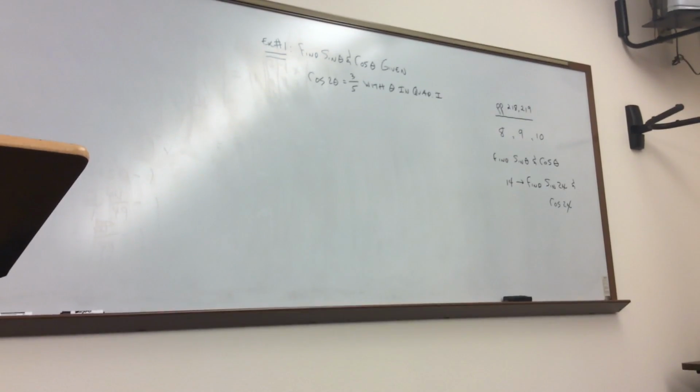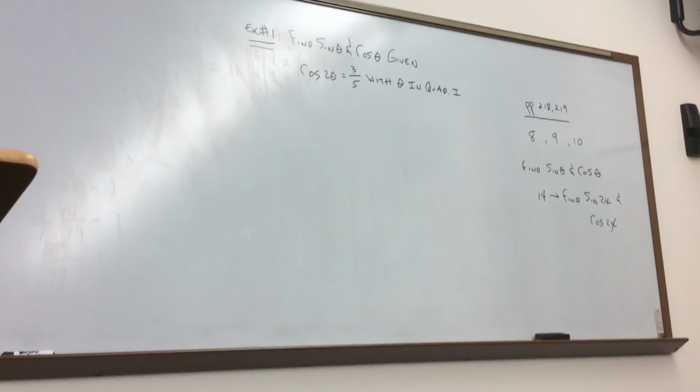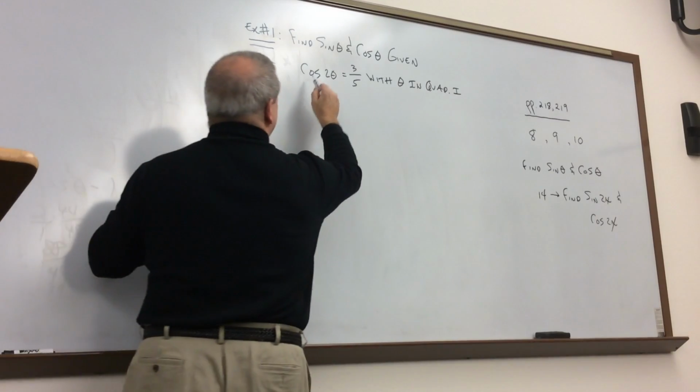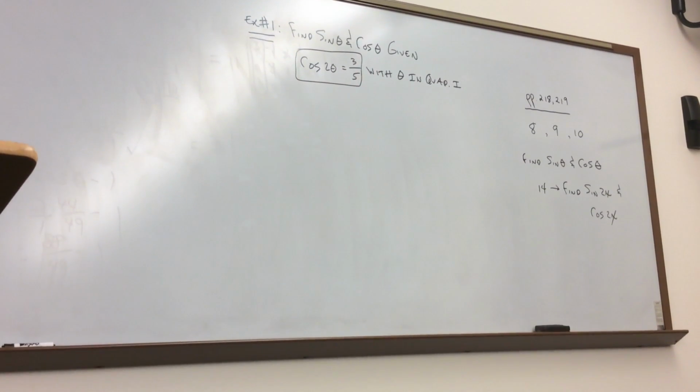Find the sine of theta and the cosine of theta. It's not asking you for the sine of 2 theta, but it's giving you this. Look. It's telling you what the cosine of the double angle is.